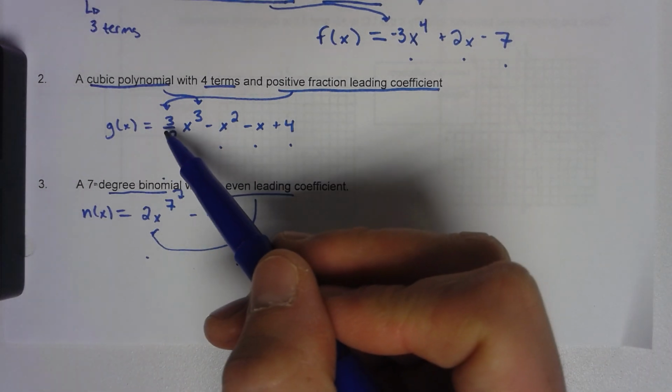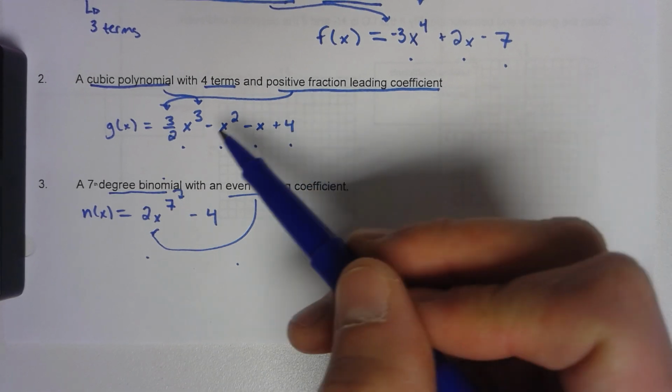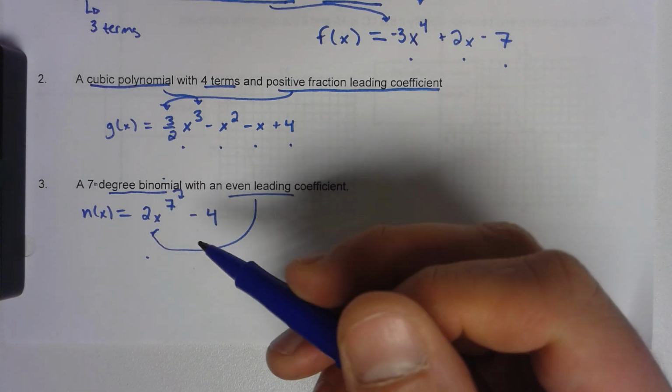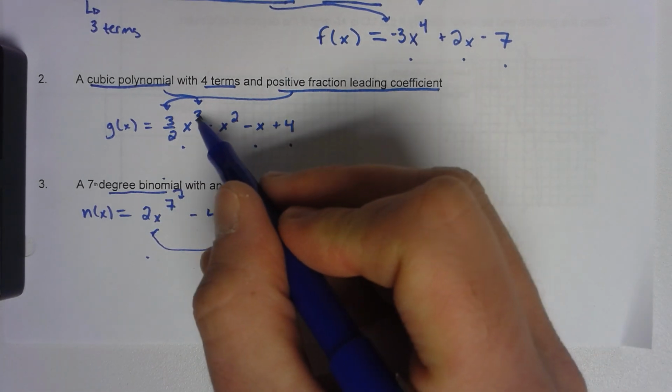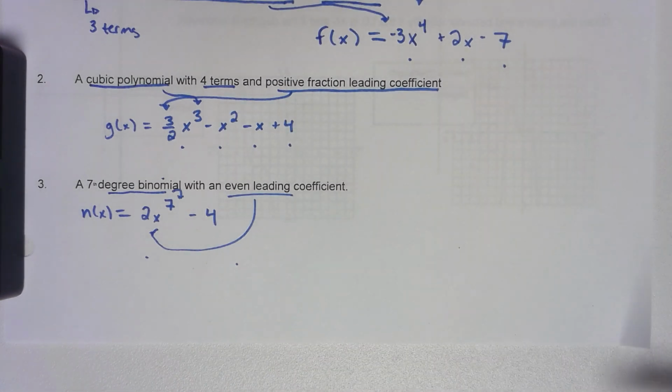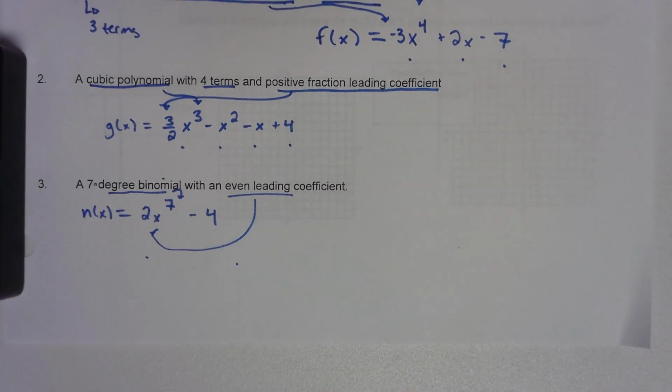Then the leading coefficient is positive and a fraction. So again, any positive fraction would work there. It doesn't need to be the exact same as me. So need to see the cubic, need to see 4 terms that cannot combine at all, and then a positive fraction leading coefficient there. All right, and then number 3, a 7th degree binomial.